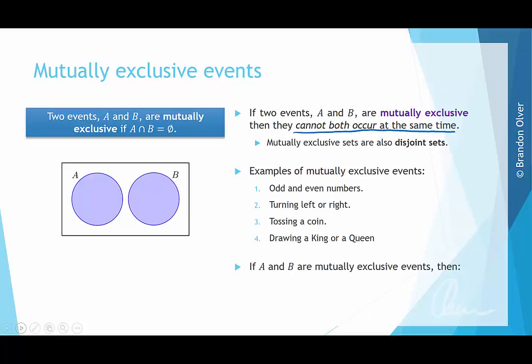So if A and B are mutually exclusive events, then the probability of A intersecting B is equal to the probability of the null set, because there is no elements that are common to both. Okay, that's what it means to be mutually exclusive. So that means that the probability is 0.